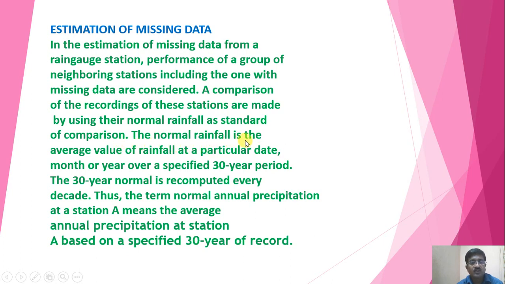The normal rainfall is the average value of rainfall at a particular date, month or year over a specified 30-year period. The 30-year period is recomputed every decade. Thus, the term normal annual precipitation at station A means the average annual precipitation at station A based on a specified 30 years of record.